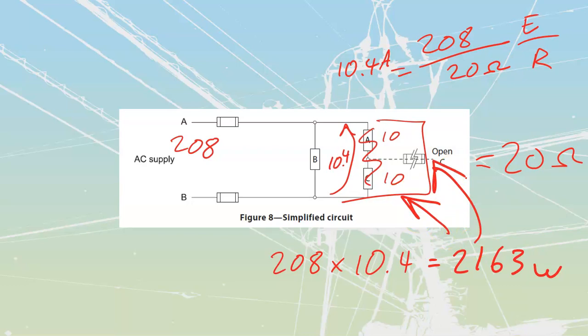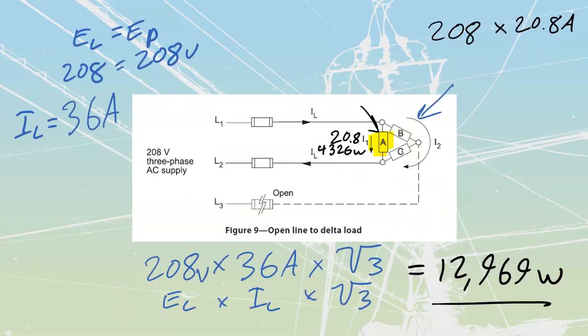If you wanted, you could have also figured out each of them as an individual resistance with the current through it. You could have done an I squared R, found out the individual watts for each of these, which would have been half of this 2,163, and then added them together. But I just bypassed that step because it's much easier for us to work around it.